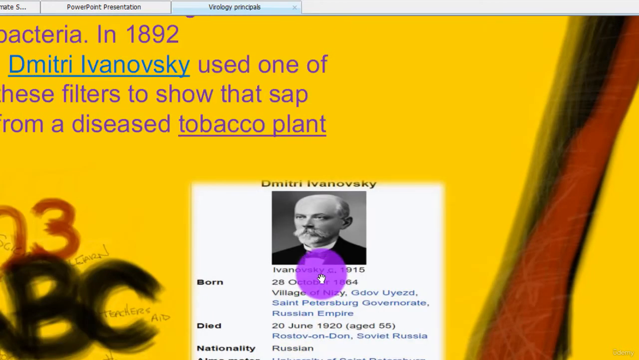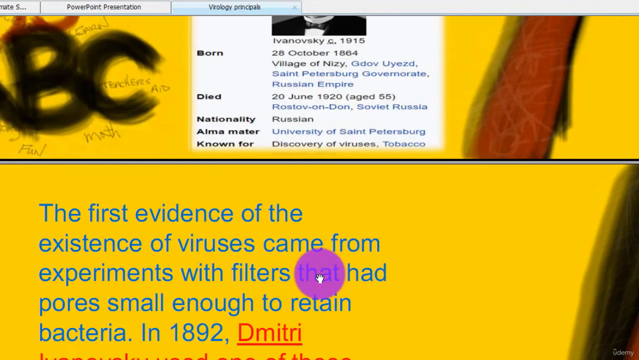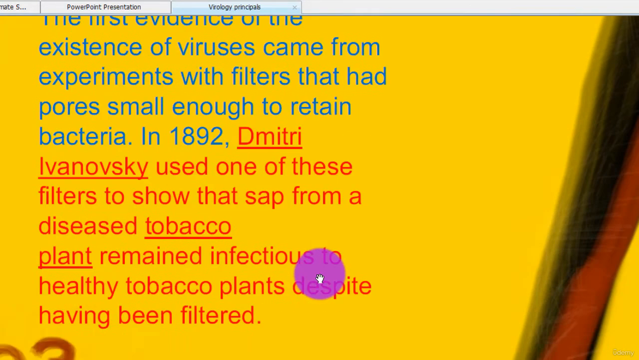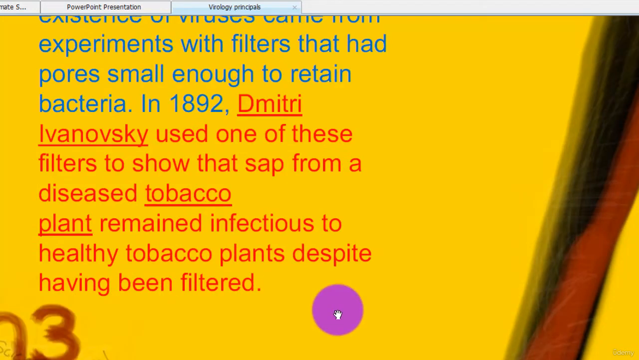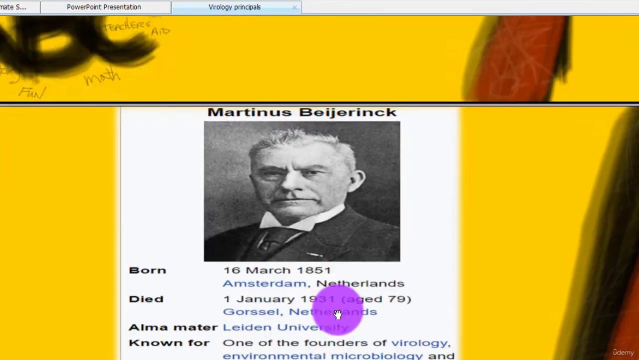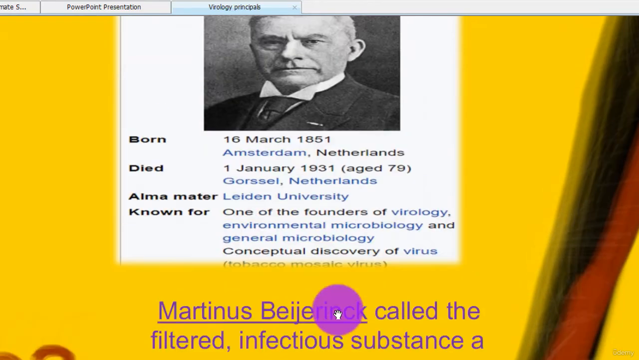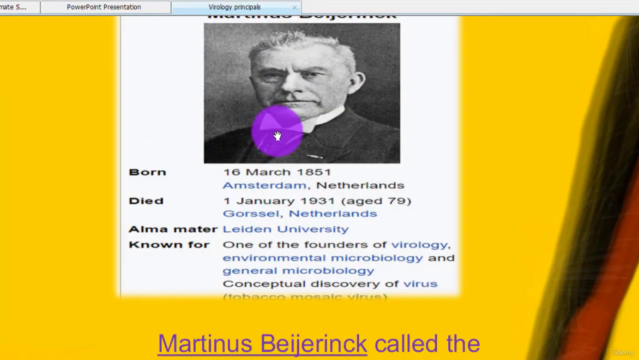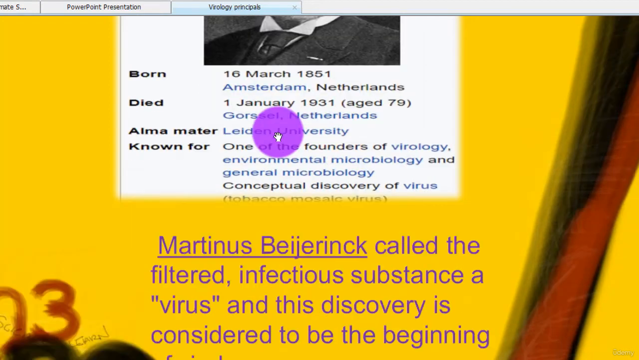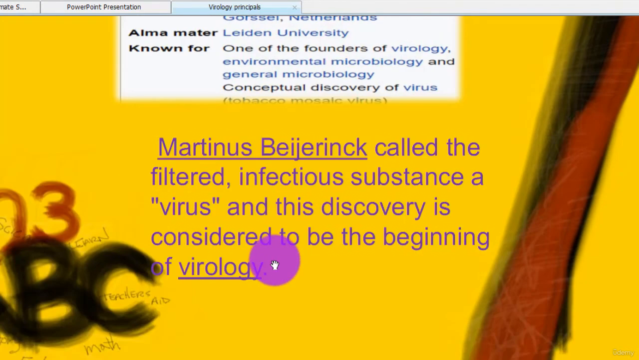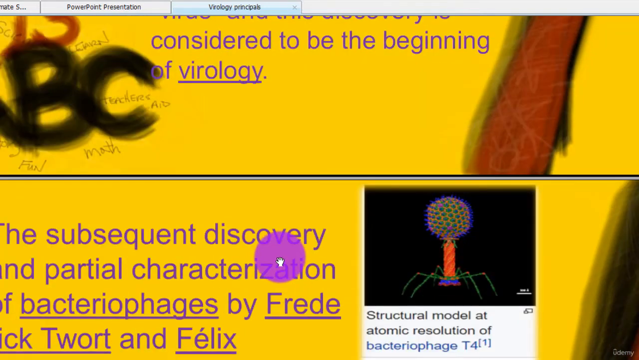In 1892, Dmitri Ivanovsky used one of these filters to show that sap from a diseased tobacco plant remained infectious to a healthy tobacco plant despite having been filtered. Martinus Beijerinck called the filtered infectious substance a virus, and this discovery is considered to be the beginning of virology.